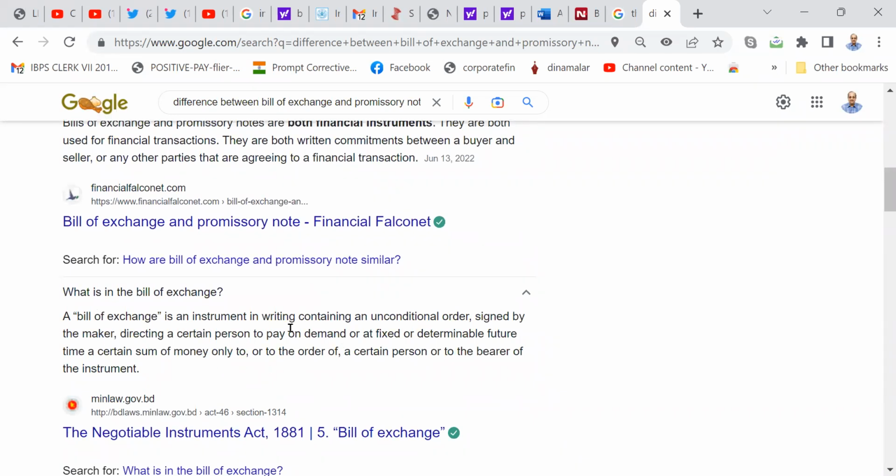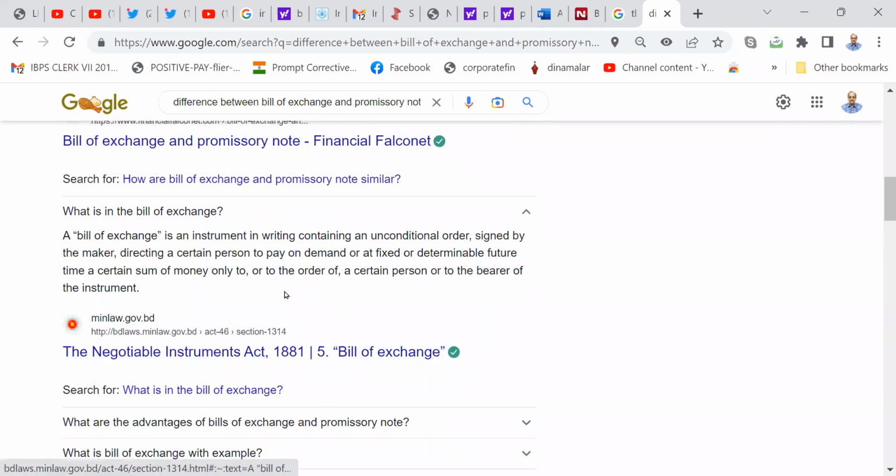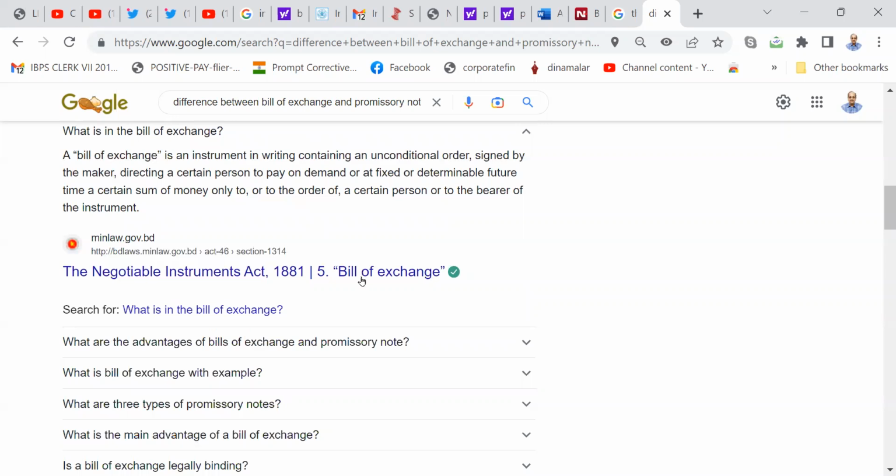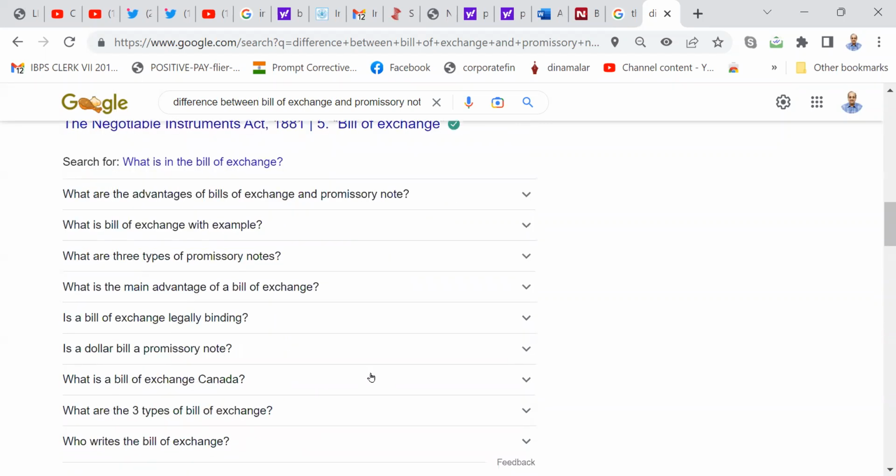Bill of exchange is an instrument in writing containing an unconditional order signed by the maker directing a certain person to pay on demand or at a fixed or determinable future time a certain sum of money only to or to the order of a certain person or to the bearer of the instrument. So this is the definition. And I think this much will do.